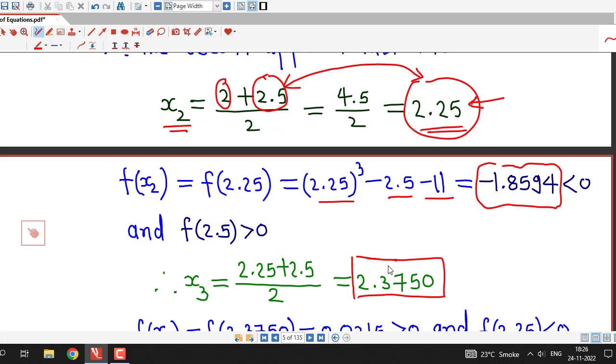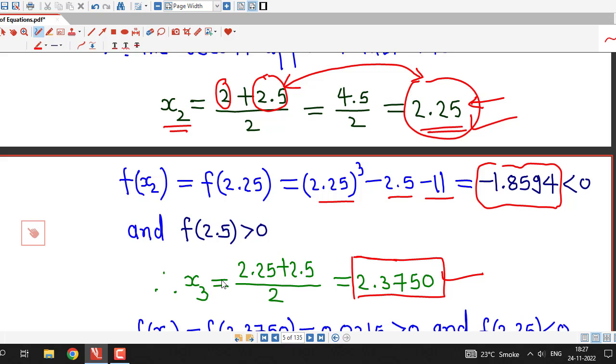And at each stage we have to compare our approximation to the preceding approximation. Second approximation is 2.25, third approximation is 2.3750. So they are equal up to 0 decimal places. So now I have to go up to 4 decimal places. I will stop my procedure when I obtain 2 successive approximations which are equal up to 4 decimal places. So I have to go for the fourth approximation.